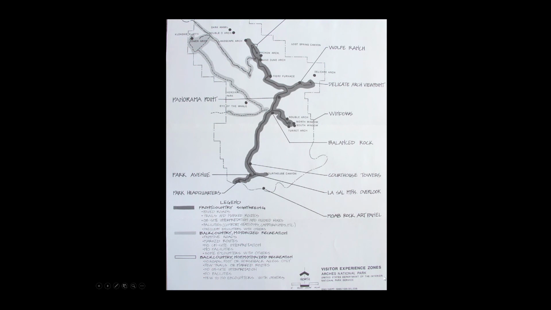This is now the visitor experience zone, and they just have three. And this darkest area running through the middle of the park and widening out a little bit is front country sightseeing. So this is where the paved roads are. The trails are well marked. There is on-site interpretation, and the rangers do guided hikes here. So there are bathrooms, campgrounds, trailheads, and it can be pretty crowded. So you're going to be around others.